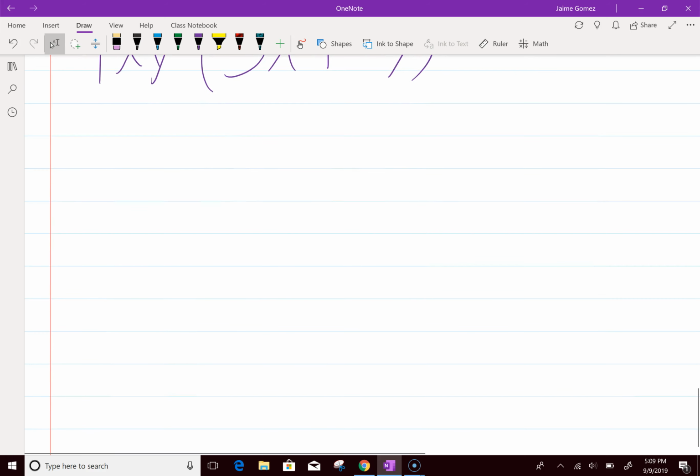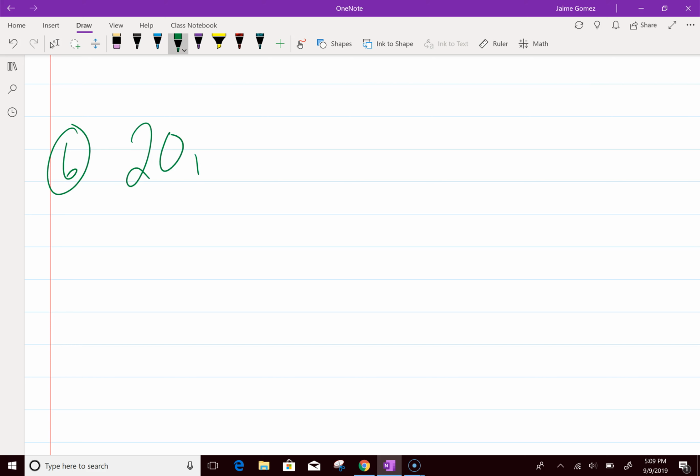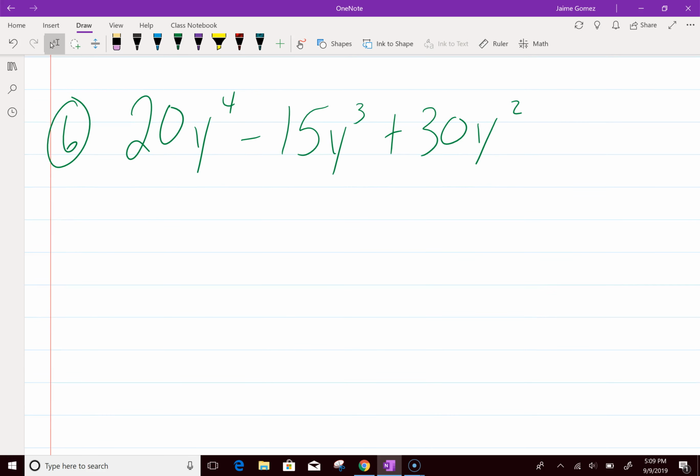Number 6. Try this one real quick. Try it. Put me on pause and try it. Right. So I have 20, 15, and 30. What's the greatest common divisor? 5. I can divide 5 out of all of them. So that means that 5 goes on the outside.